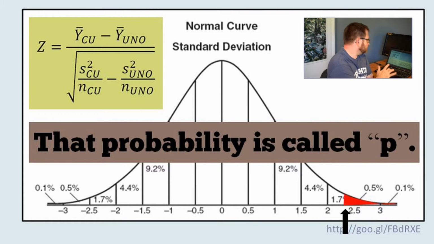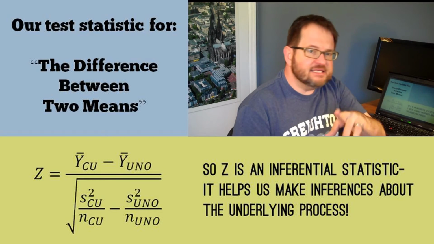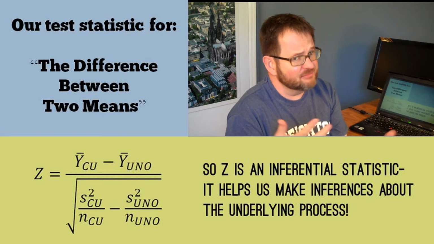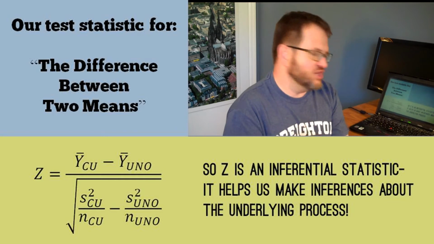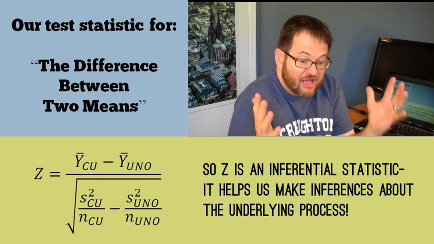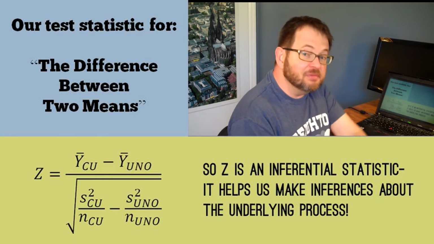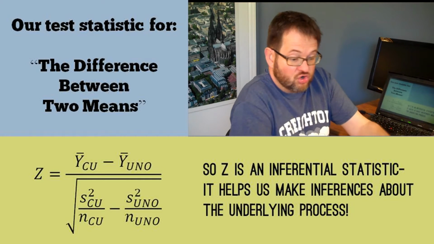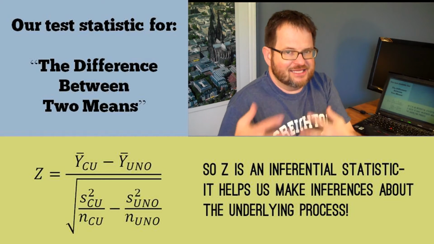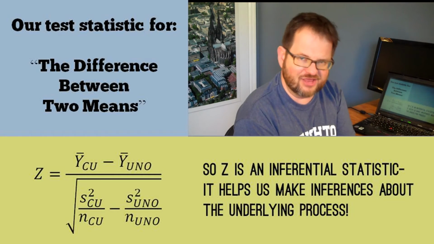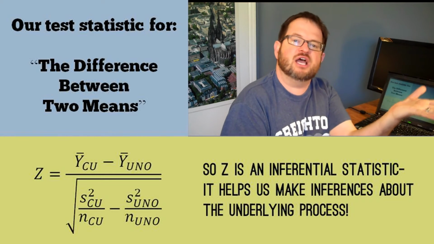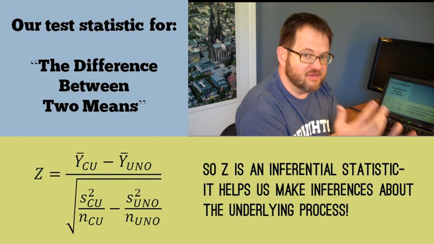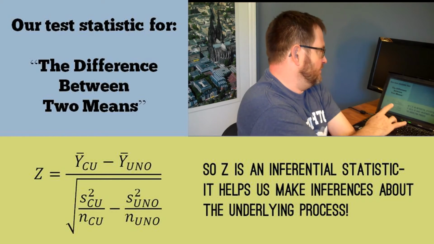Alright, so if Z is like an example of an inferential statistic or a test statistic, I mean, it's not something simple like average or variance or correlation, it's just a measure of how different two averages are. It helps us make a decision about the underlying process. Are Creighton students taller or shorter than UNO students? It's helping us make inferences about the world rather than just describing the world, like the average height I got was this much, or the correlation between these two groups was such and such. It's not describing it, it's helping us understand the underlying processes.